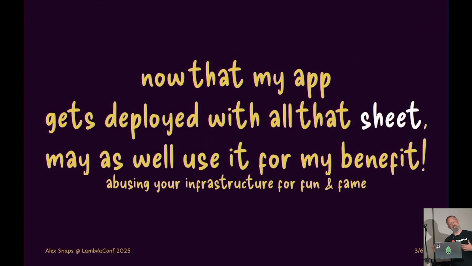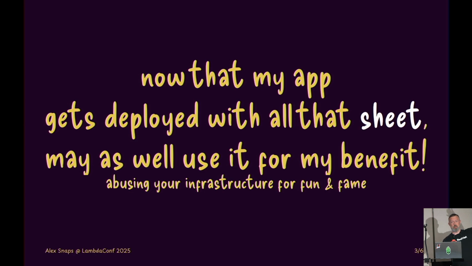So I changed it to this. Now that my app gets deployed with all that crap, I may as well just use it for my own benefit. And so I called it Abusing Your Infrastructure for Fun and Fame, not for profit, because all you'll see here is open source. And as we heard, there's no money to be made there. So just fun and fame, but that's a good start.